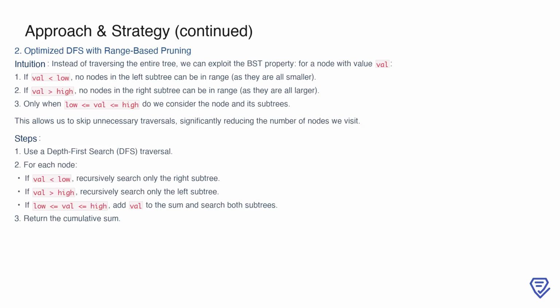When the node's value lies within the range, low, high, we add it to the sum and continue exploring both subtrees. By pruning irrelevant subtrees as we traverse the tree, we significantly reduce the number of nodes we need to visit. This makes the approach much more efficient, especially for trees where the range covers only a small subset of nodes. The process involves recursively applying these conditions at each node and returning the cumulative sum.